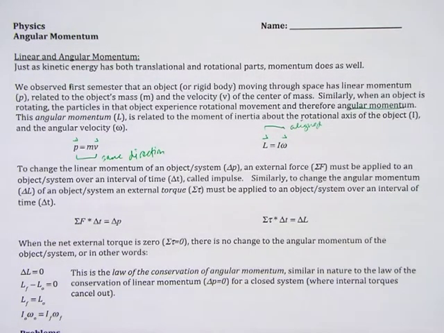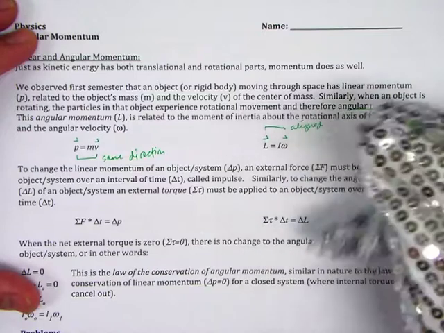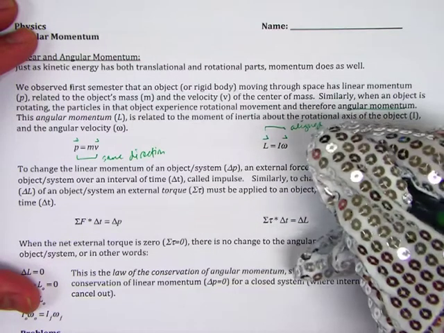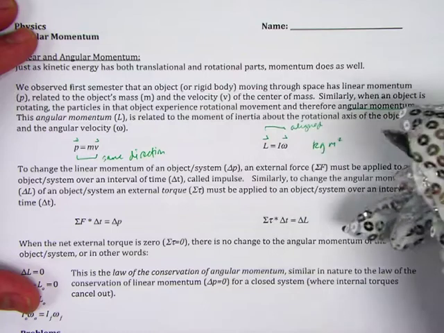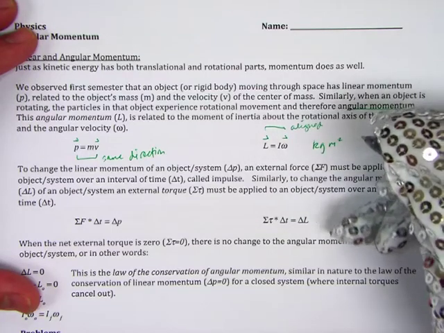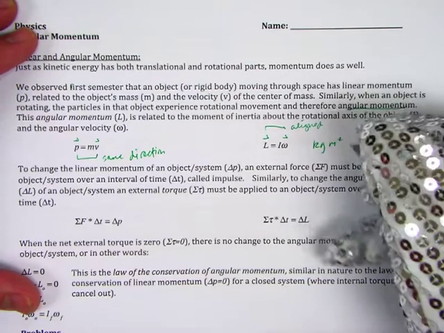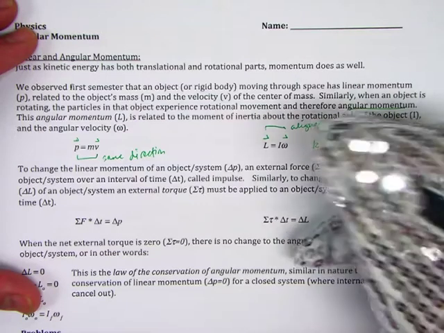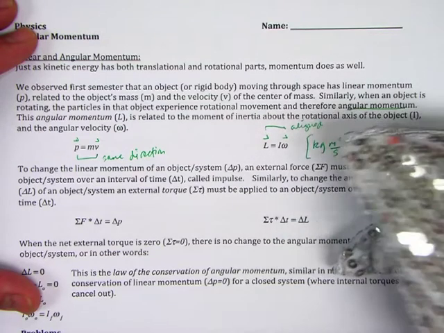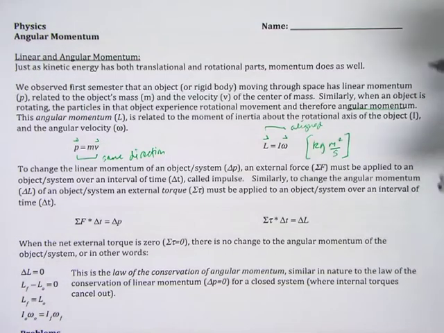Now the units for angular momentum: units for I are the sum of the mr squareds, which is kilogram meter squared, times omega, which is standard units of radians per second, but radians is just a ratio of length to length, so this becomes kilogram meter squared per second. Those are your standard units for angular momentum.